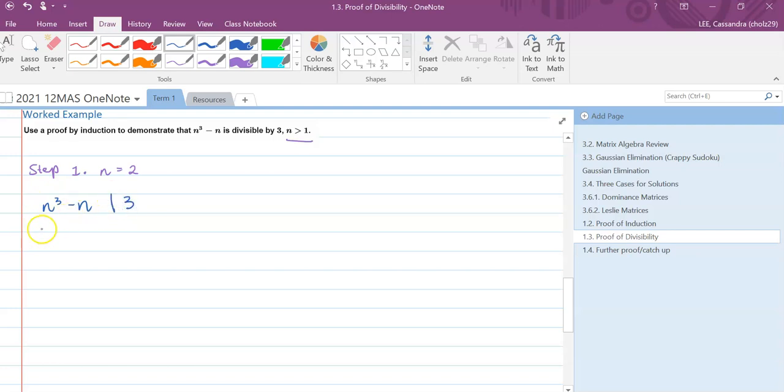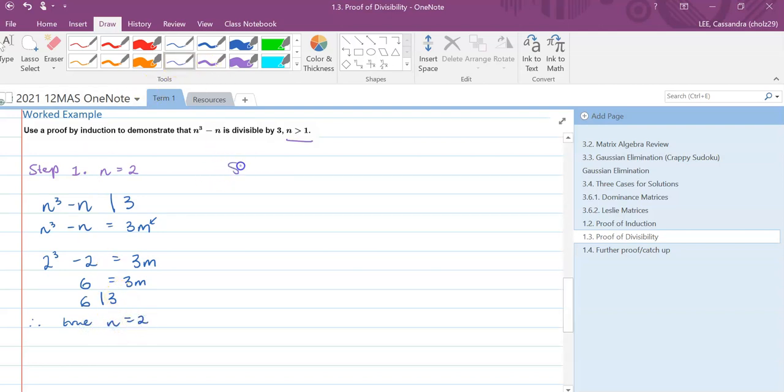Alright, so starting off, we're going to have n to the power of 3 take n is divisible by 3. And so n to the power of 3 take n is going to be equal to some multiple. And again, remember, I'm not really interested in the value of m itself. I'm just looking that I can factorize this 3 out the front. So here we have 2 to the power of 3 take 2 should be equal to some multiple of 3. 2 to the power of 3 is 8. 8 take 2 is 6. And 6 is divisible by 3. So we can write this as 6 is divisible by 3. Therefore, this is true for n is equal to 2.